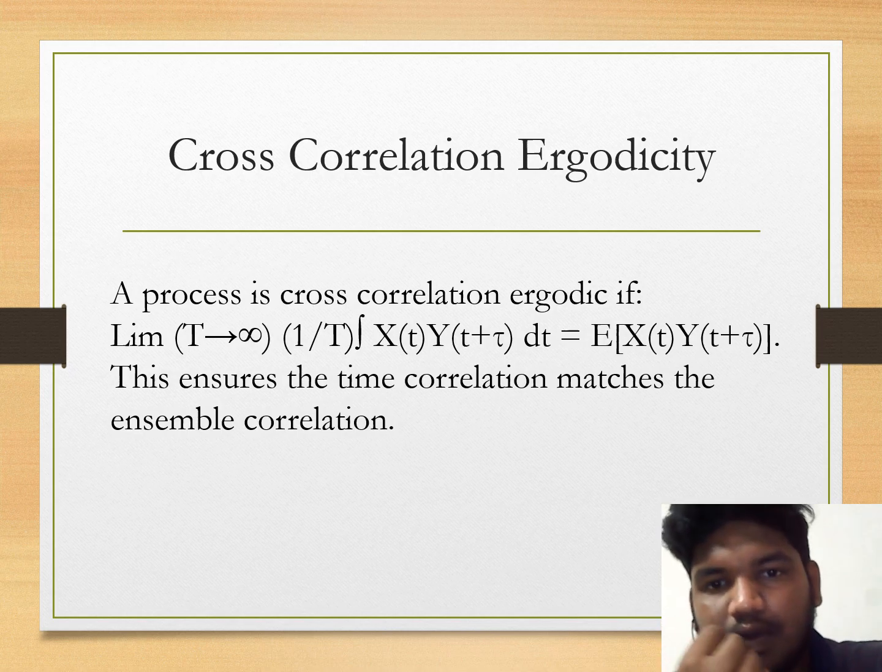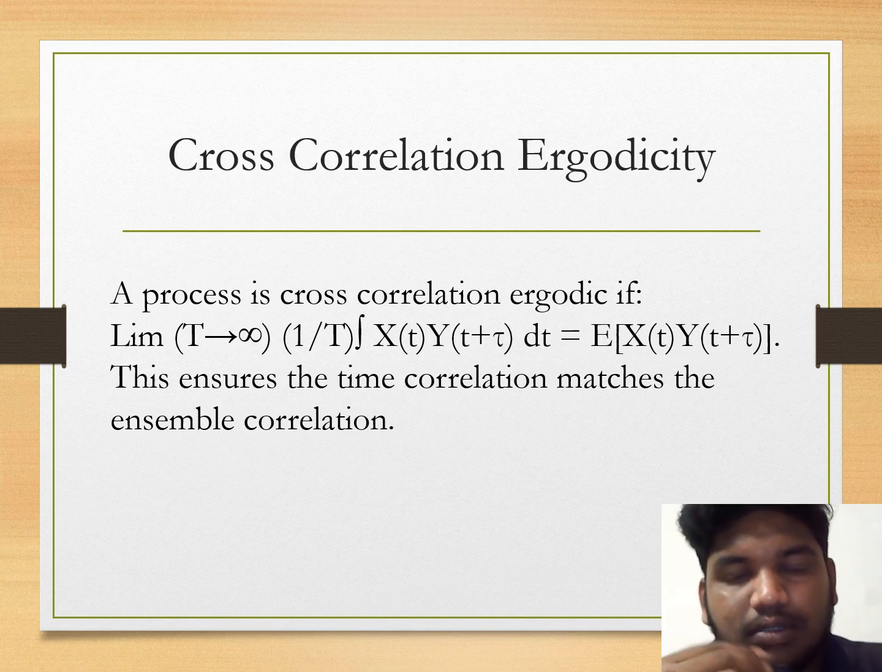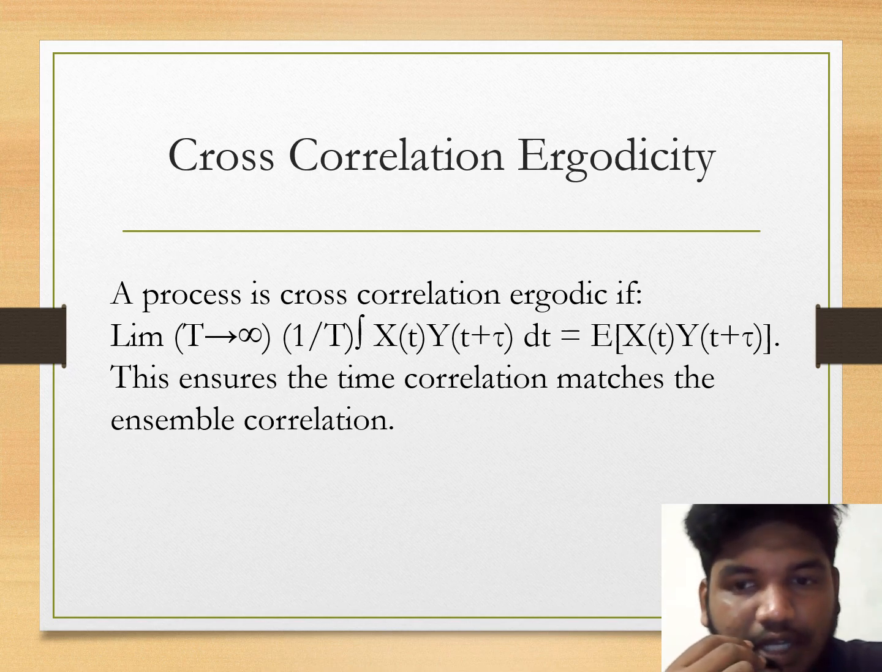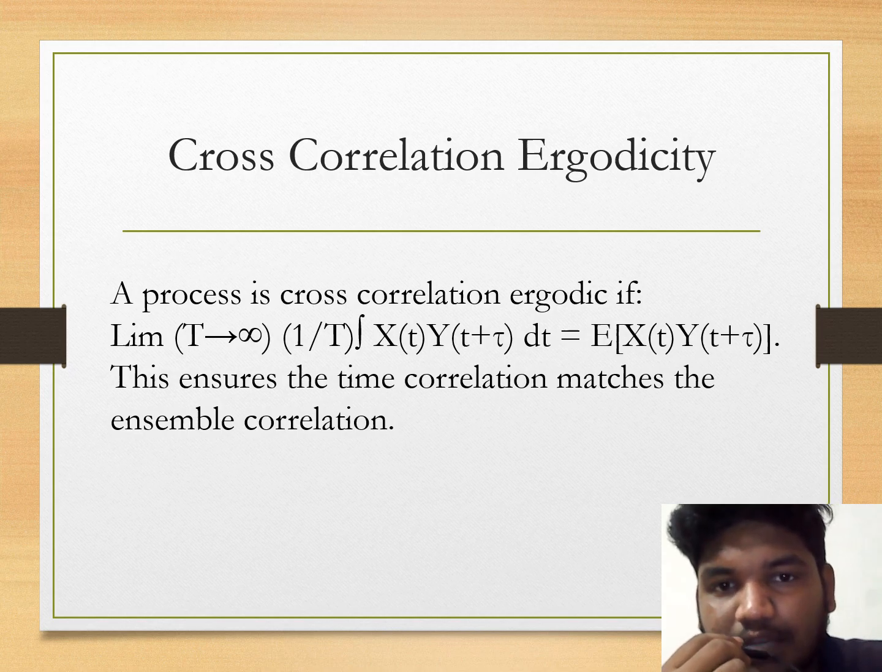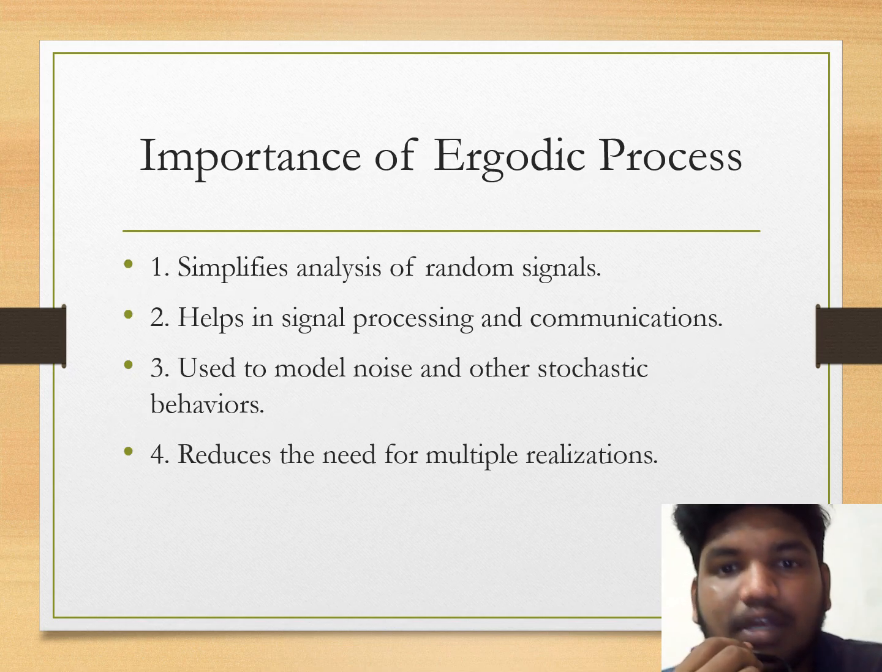The process is cross correlation ergodic if the time average of cross correlation is equal to the ensemble cross correlation: limit T tends to infinity, x(t) y(t plus tau) equal to the expectation of x(t) y(t plus tau), and this is called cross correlation ergodicity. Before I said correlation; now autocorrelation means finding the similarities between two random processes, and this is about cross correlation ergodicity.